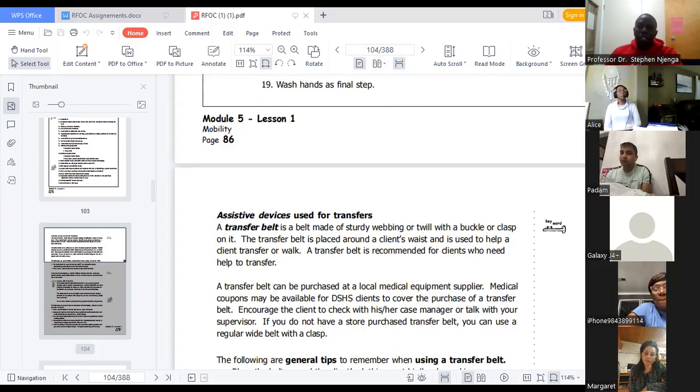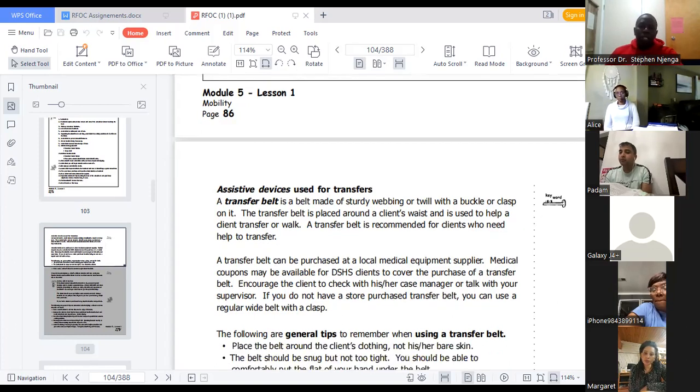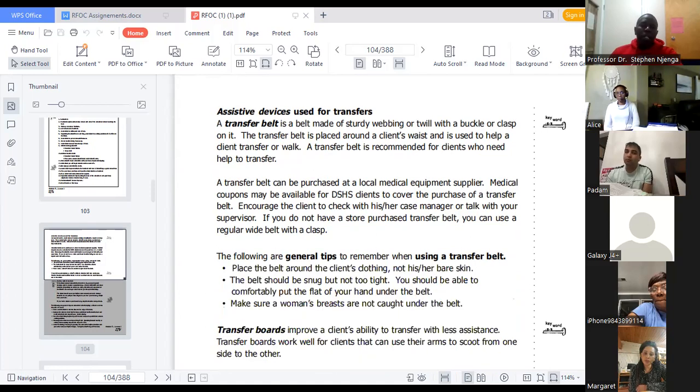So what are the general tips to remember when it comes to using the transfer belt? Place the belt around the client's clothing, so you're not using just skin when it comes to transferring the client. The belt should be snug but not too tight. So ask the client, are you comfortable at this point? Okay, it should be snug, not too tight. You should be able to comfortably put the flat of your hands under the belt.